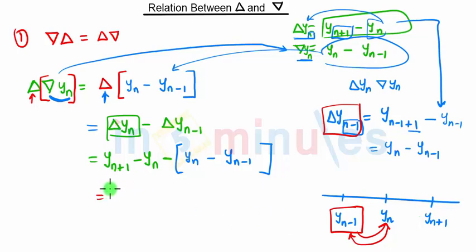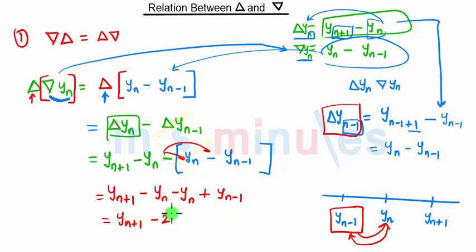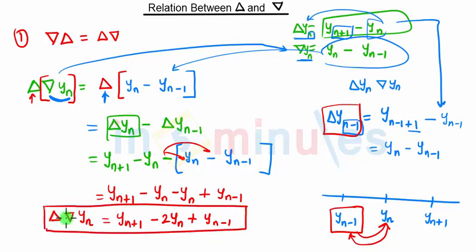So this term will now become y of n plus 1 minus y of n, minus y of n. I am taking the minus sign inside. So minus and minus will become plus y of n minus 1. So we will have y of n plus 1 minus 2 y of n plus y of n minus 1. So delta and inverted delta is equal to this of y of n. So this is our delta and inverted delta of y of n. Let's say this is our equation 1.